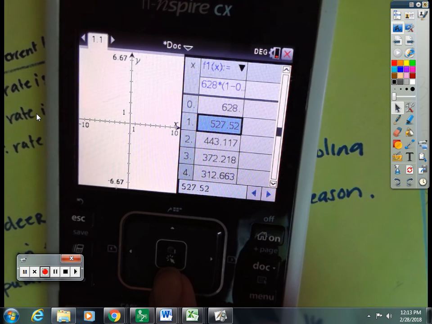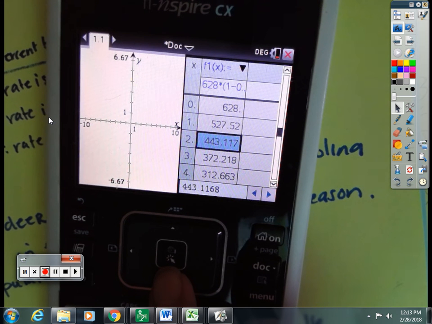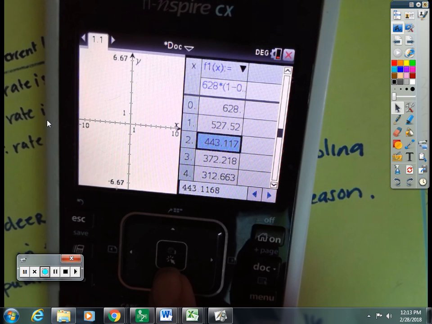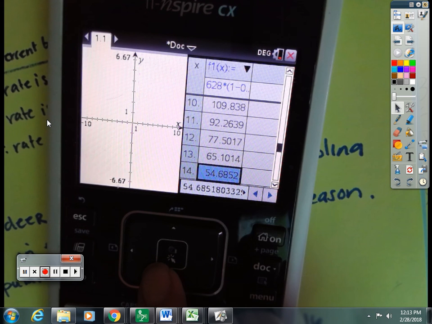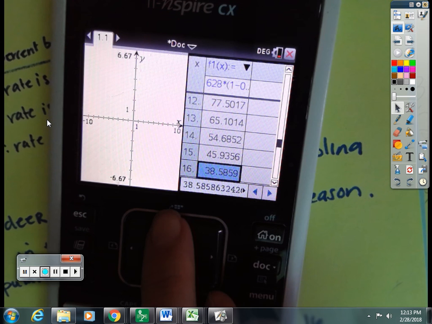Okay, in this first month, 527 deer are left over. In the second month, 443. And so forth. It's asking me for 14 months. 14 months is right there. In 14 months, oops, sorry, you're right.